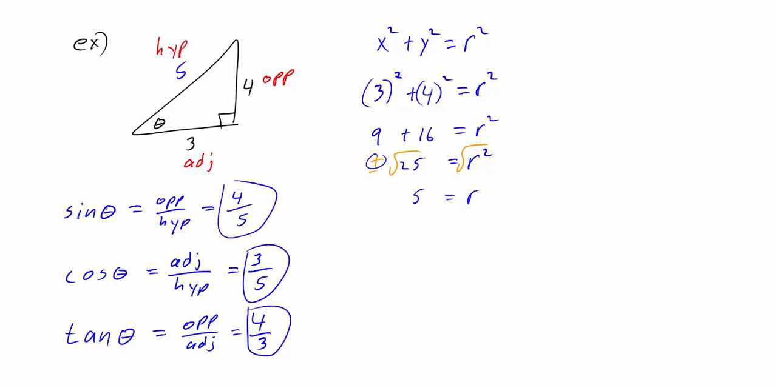Now, once again, if you wanted to, you could think of this as the x, this opposite side would be y, and this would be r. And instead of opposite over hypotenuse, here we would have y over r. This would be x over r. And here we would have y over x. So we can still see this in terms of x, y, and r.